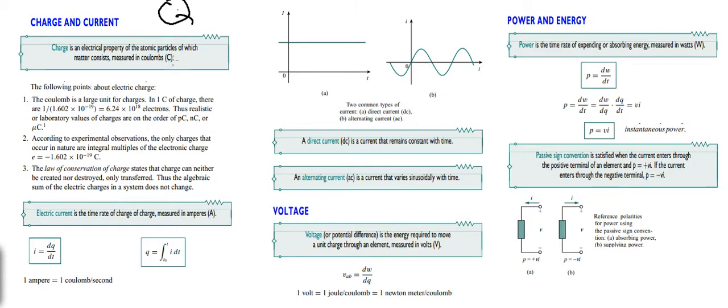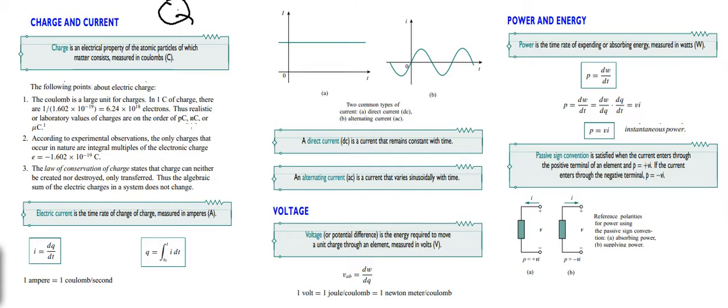And now, the following points about electric charge. Number one, coulomb is the large unit of charges. In one coulomb of charge, there are 1 over 1.602 x 10 to the power of negative 19, or 6.24 x 10 to the power of 18 electrons. In realistic or laboratory values, charges are on the order of picocoulomb, nanocoulomb, and microcoulomb.